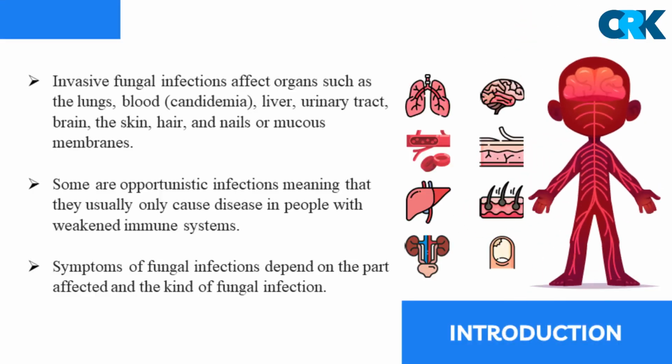Invasive fungal infections affect different organs in our bodies. These include organs such as the lungs, blood (candidemia), liver, urinary tract, brain, the skin, hair, and nails or mucous membranes. Some of these organisms are opportunistic, meaning that they usually only cause disease in people with weakened immune systems, or those at risk as mentioned in Module 1. The symptoms depend on the part affected and the kind of fungal infection or causative agent.